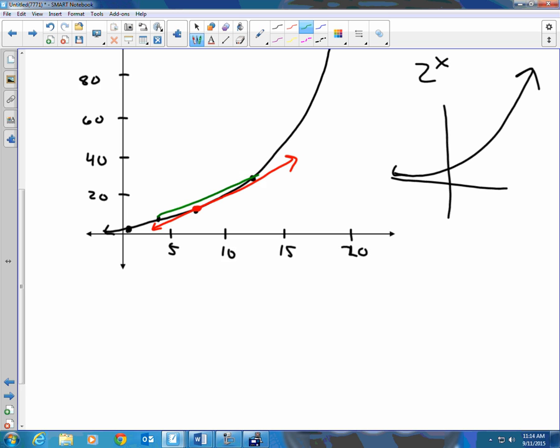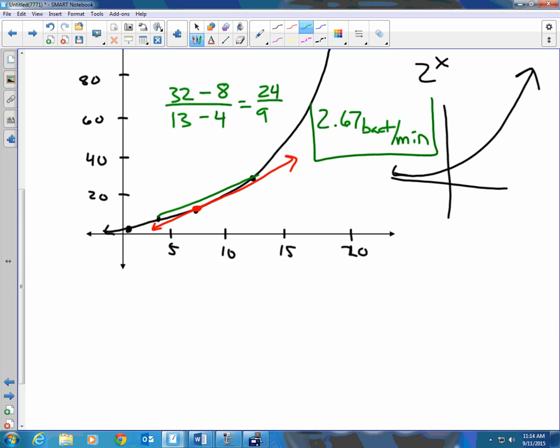So that means, how many bacteria do I have at time 13? 32. At time 13, I have 32. How many bacteria do I have at time 4? 8. That's my choice. I think that green secant line has a slope that's about the same as the red one. So that's what I'm going to choose to use. When I do that, I get 24 divided by 9, which is, let's see, 2 2/3, so 2.67 bacteria per minute. And that's my estimation, and I'm sticking to it.